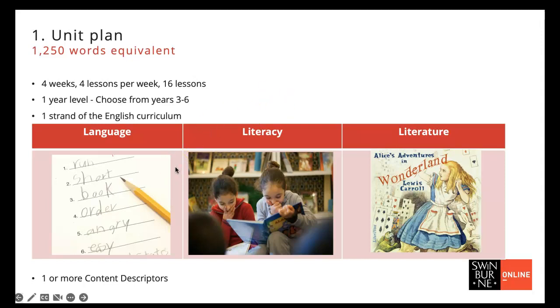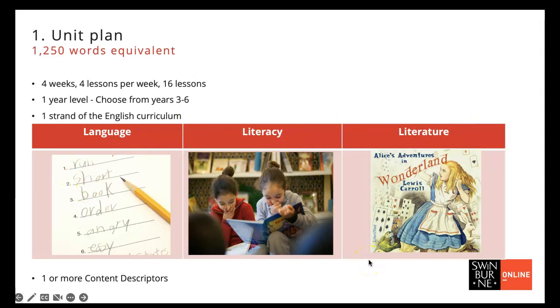As a part of the Australian curriculum, it is broken up into the strands of language, literacy and literature. Underneath each of those are a series of sub-strands which then go into specific content descriptors which we use ourselves to teach English. You're going to choose one of the strands to focus on, and from there you are going to choose one of the content descriptors. Now you might be asking, well, what's the difference between language, literacy and literature?